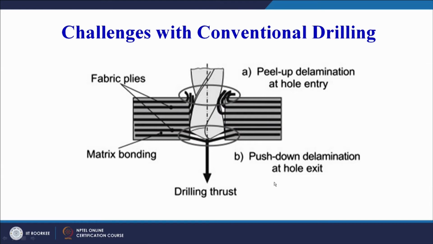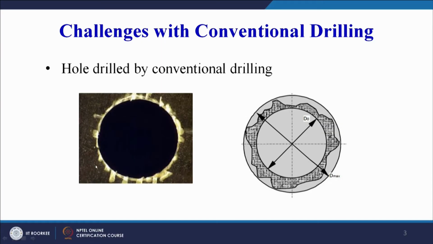And this is not new. I think in the last 2-3 sessions we have seen different figures, diagrams, schematics representing the peel up delamination and push down delamination. And our endeavor has to be to minimize these two types of damage forms. This is another damage form you can see around the hole. This white portion represents the damage to the fibers and the matrix, and schematically it has been represented here. DO represents the original diameter of the hole, that is our objective, our goal, and this shaded portion represents the damaged area around the hole.